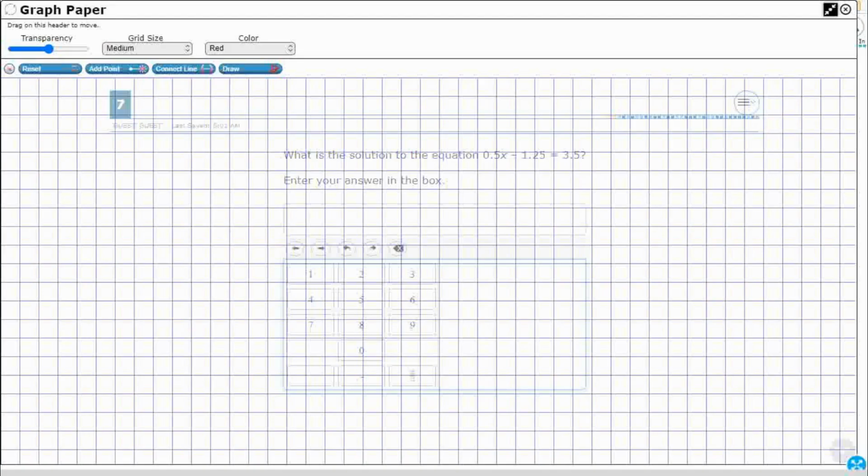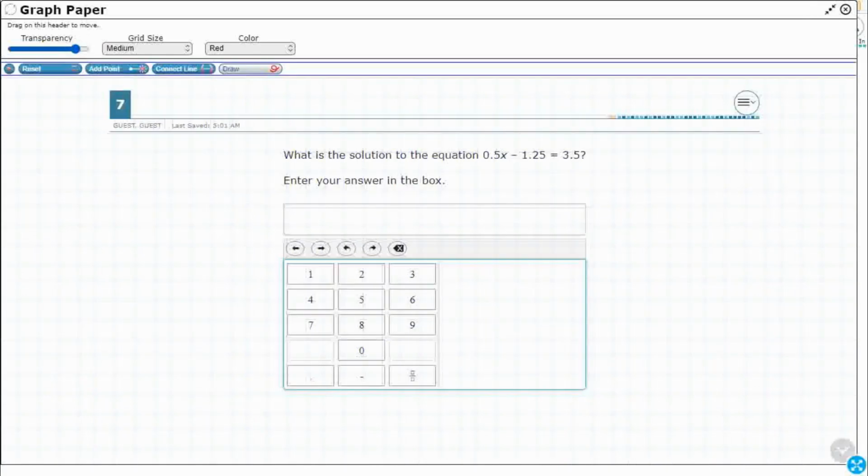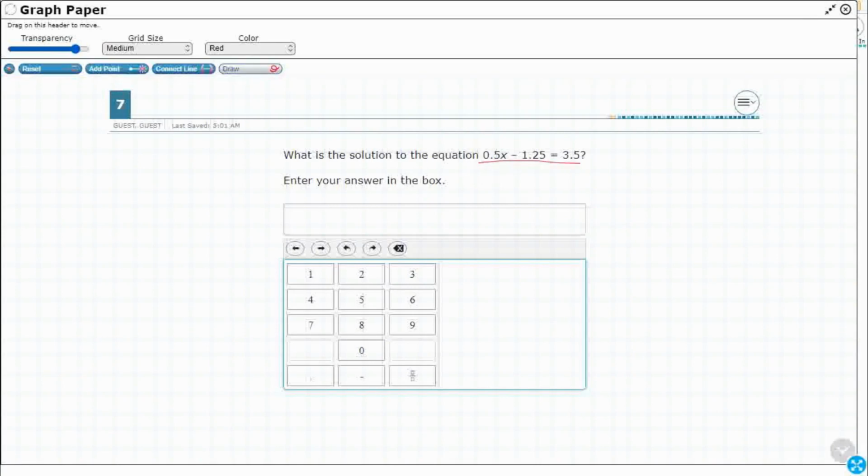So let's go ahead and open up our transparency, our graph paper. Let's increase our transparency so we can see what's going on here. We're simply trying to isolate this variable. So let me write this over here a little bit bigger: 0.5x minus 1.25 equals 3.5.